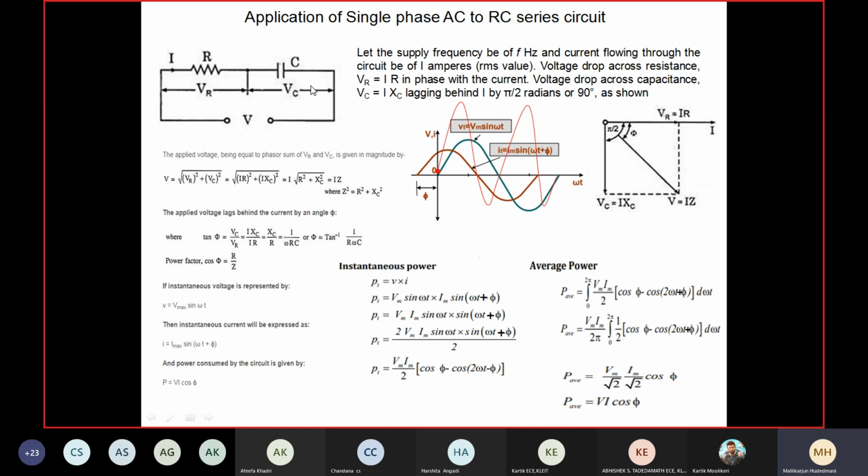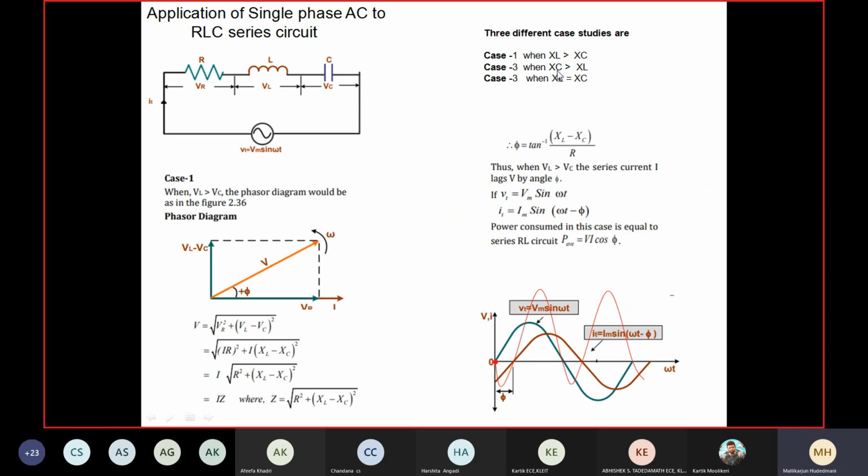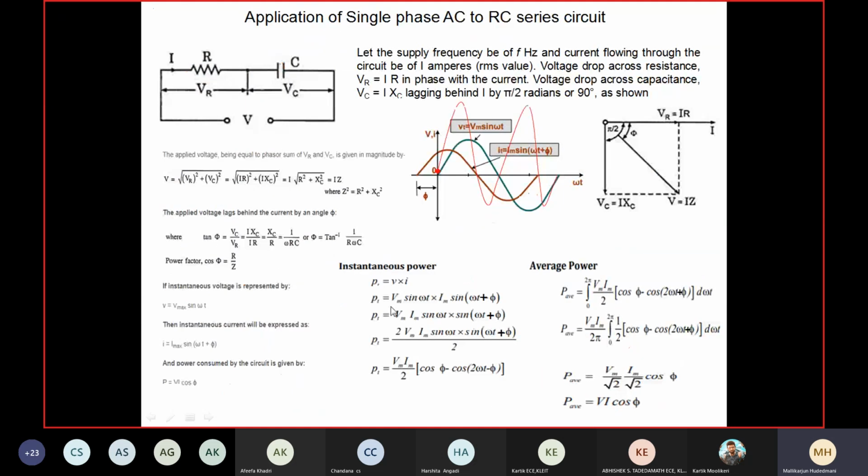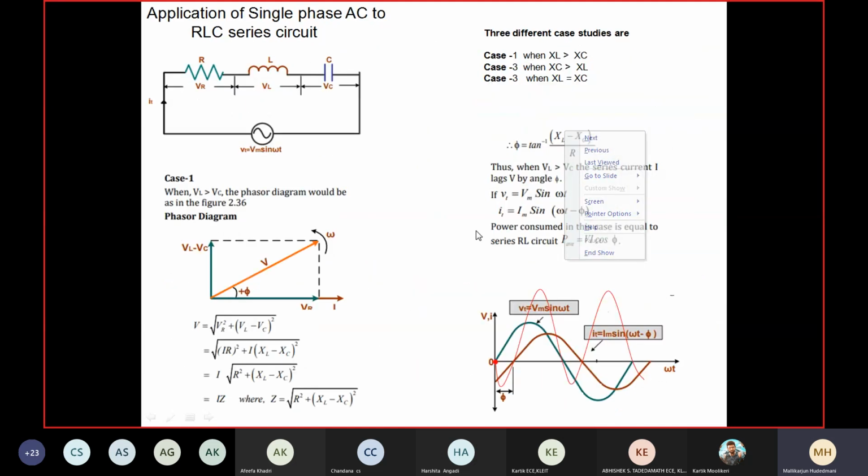So this is the same as the RC case study. What I mean here: when XC is greater than XL, it recalls the RC series circuit. When XL was greater than XC, it recalled the RL case study. When XC is greater than XL, the RC series circuit concept is revisited. Therefore case 2 stands exactly as the RC case study. You can view the same diagram, a similar presentation here. Is it the same graph? Yes, it is the same graph.